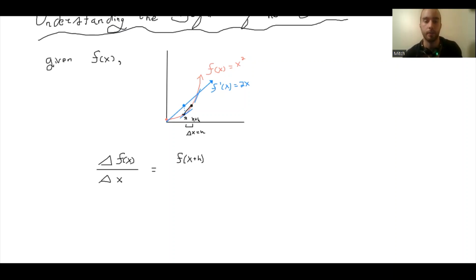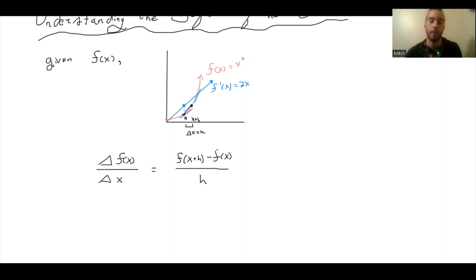So it's f of x plus h minus f of x, which is the difference, like how much f of x is changing in that interval, divided by h, which is how much x is changing in that interval. That's our average rate of change as x goes to x plus h.